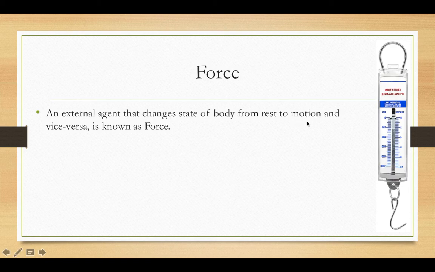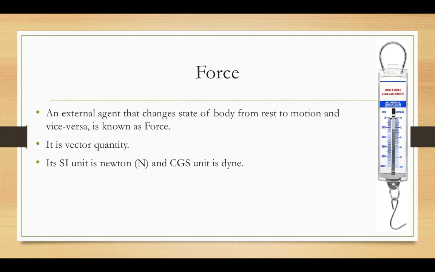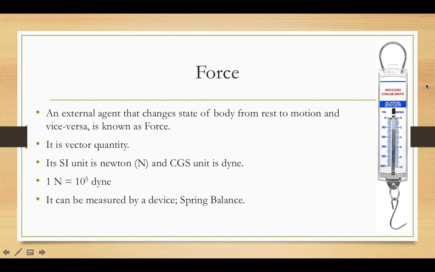And since force has direction as well as magnitude, it is a vector quantity, and its SI unit is Newton and CGS unit is dyne. And the relationship between Newton and dyne is 1 Newton equal to 10 to the power 5 dyne. And force can be measured by a device known as spring balance. This is spring balance.